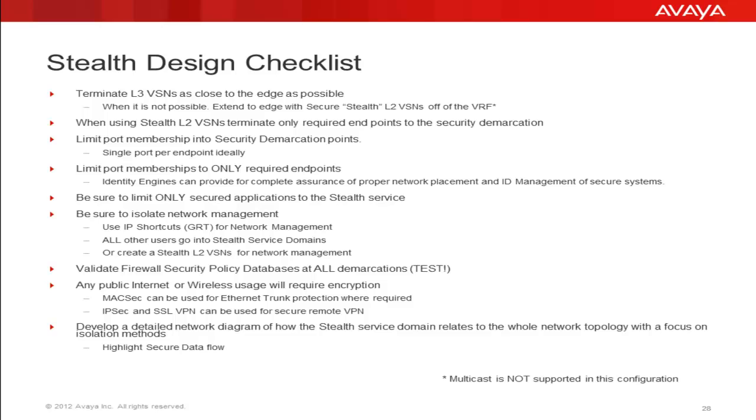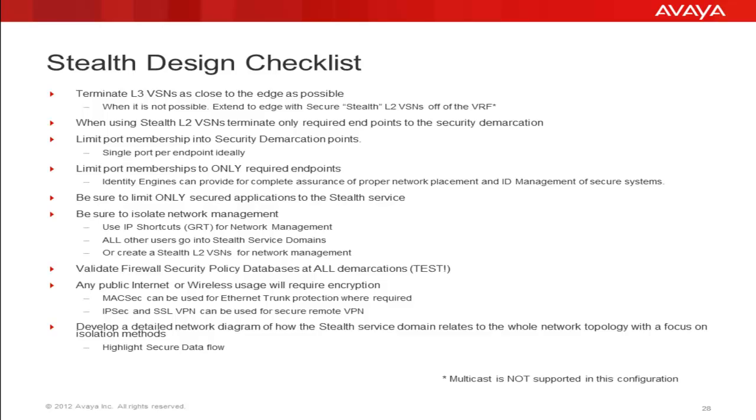Be sure to terminate L3 VSNs as close to the edge as possible. Avoid using shared broadcast domains or VLAN extensions via tag trunks. If VLAN extensions from the VRF are required, use stealth L2 VSNs to maintain total separation. Limit port memberships into the security demarcation only to those who require it. Ideally, this should be a single port membership to prevent unauthorized access to the DMZ. Limit port memberships only to the required endpoints.